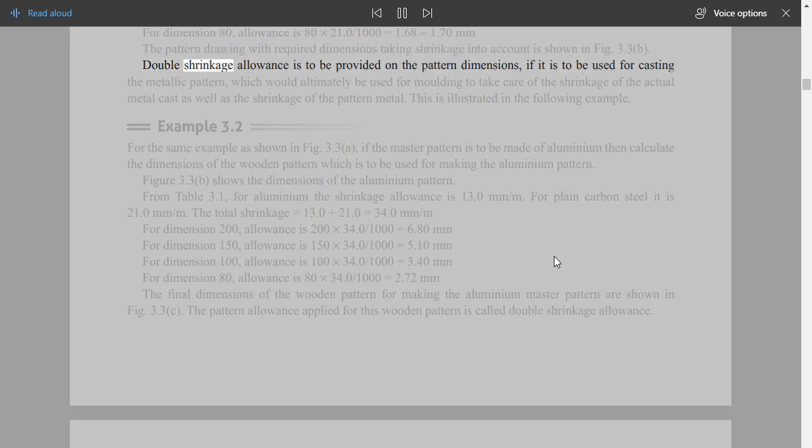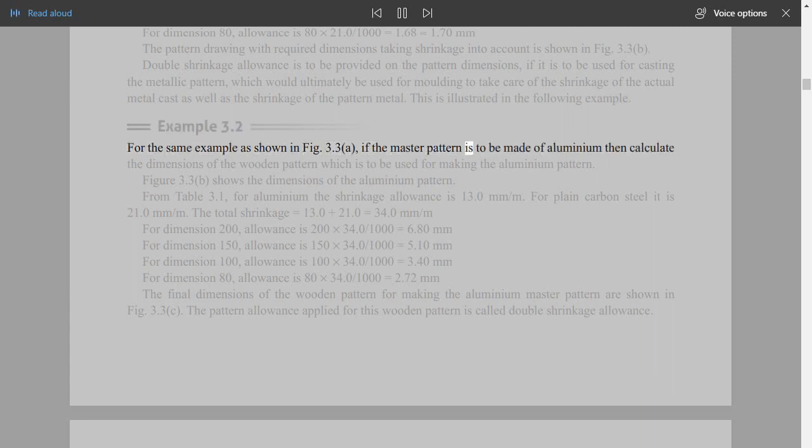Double shrinkage allowance is to be provided on the pattern dimensions if it is to be used for casting the metallic pattern, which would ultimately be used for molding, to take care of the shrinkage of the actual metal cast as well as the shrinkage of the pattern metal. This is illustrated in the following example. Example 3.2. For the same example as shown in Fig. 3.3a, if the master pattern is to be made of aluminium, then calculate the dimensions of the wooden pattern, which is to be used for making the aluminium pattern.